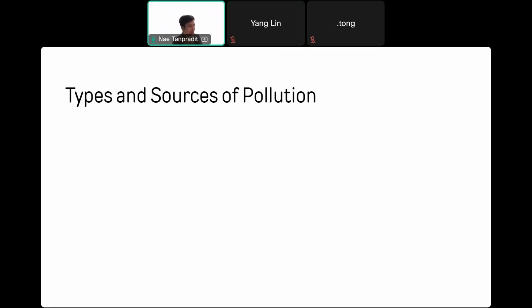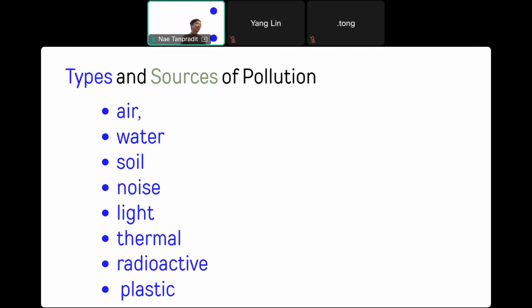We have many types of pollution: air, water, soil. Remember, there's noise and light pollution. Noise pollution you can see from natural and human-made sources. But for the human-made, the noise pollution mainly comes from construction, or sometimes, if you live in an urban area near a club, maybe from the speakers.